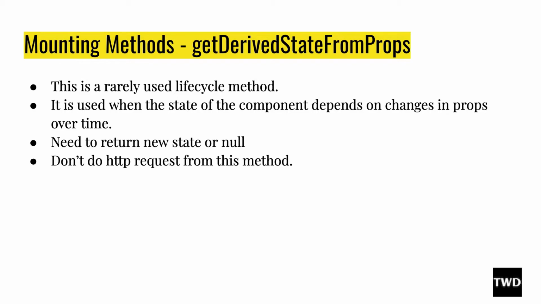One of the main things is that it needs to return a new state or null. We are going to see a small example in which we just use it. So we need to return something, either a new state or null. And one thing which I have not mentioned: it's a static method, so it cannot change anything. You have to return the state, you cannot do this.setState in that. And again, do not do HTTP requests from this method.